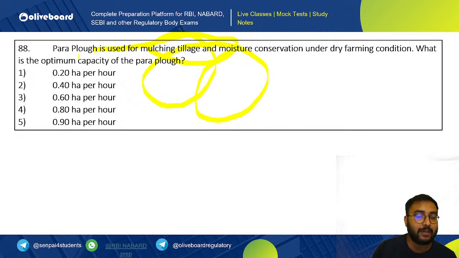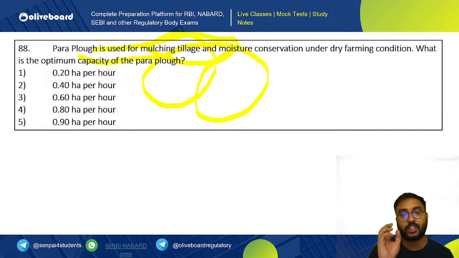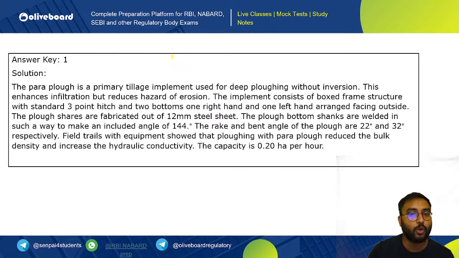Paraplow is used for mulching. What is the optimum capacity of paraplow? The direct question is there, and such static direct questions will come in NABARD. Then you will say, sir, this was a very difficult question, how to remember this? If you look at the overall ARD syllabus, only 20 to 30 important agri engineering mechanization equipments are there. Each will have an optimum capacity written. Of some equipments only optimum capacity is there. Recite it. The answer here is 0.2 hectares per hour.